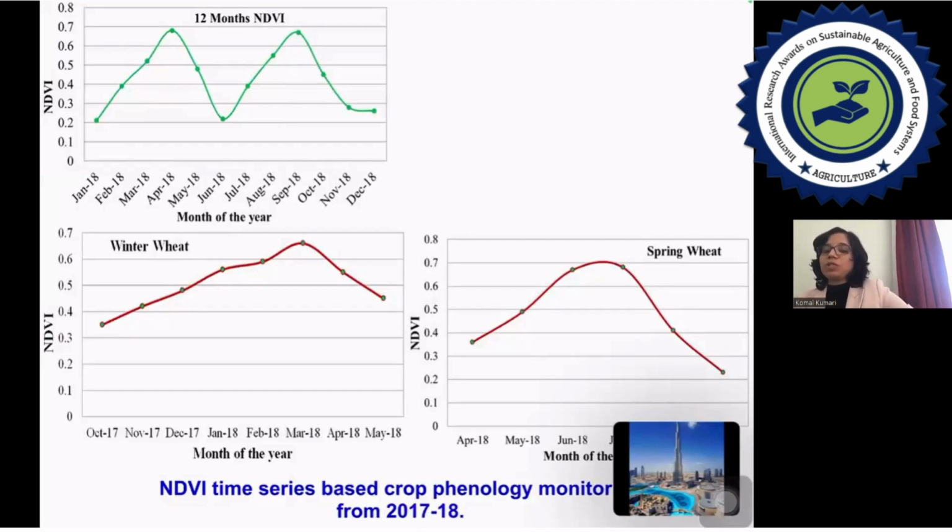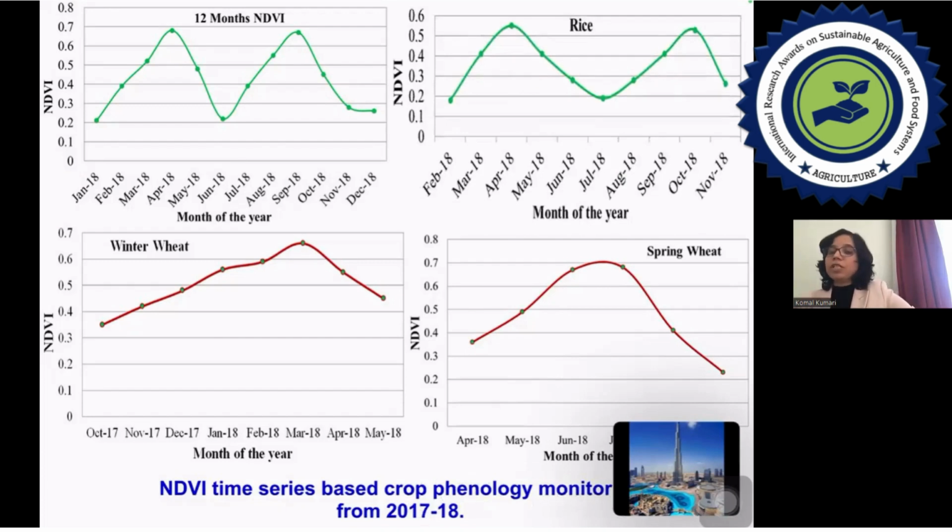NDVI time series based on crop phenology monitoring from 2017 to 2018. The first graph is the 12-month NDVI, which is related to different types of crops. We can see the cultivating time period is January and the harvesting time period is June to December. Then we can separate wheat and rice.